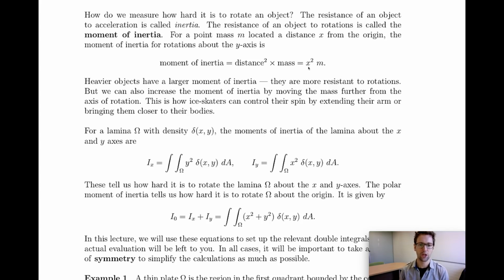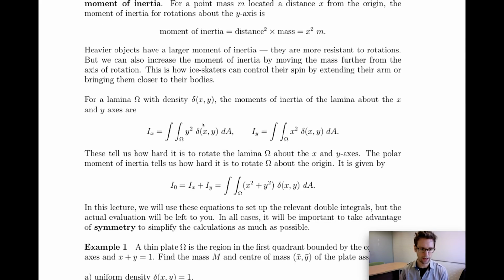So how do I calculate the moments of inertia? Well, again, we're going to be setting up some double integrals. So thinking about the moment of inertia about the x-axis and the moment of inertia about the y-axis, that is the resistance to rotation about the x-axis and the resistance to rotation about the y-axis. Those are going to be given by the distance squared from the x-axis times the infinitesimal mass, or the distance squared from the y-axis times the infinitesimal mass. So you can see again we're going to have to set up some double integrals.